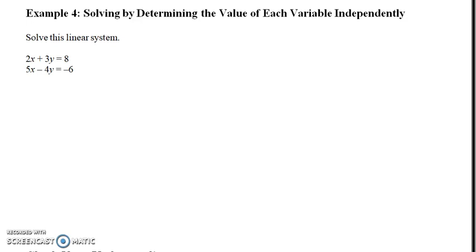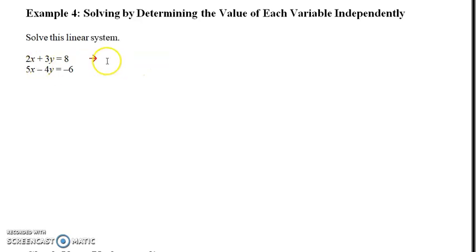Hi everybody, welcome back. Today's going to be our last video for section 7.5, using an elimination strategy to solve a system of linear equations. What we're going to do here today is determine the value of each variable independently. So basically what that means is you're going to eliminate x in one and eliminate y in the other. So you're basically doing this twice. Again, not really a strategy I'd use unless it's asked, but you can definitely give it a shot, right?